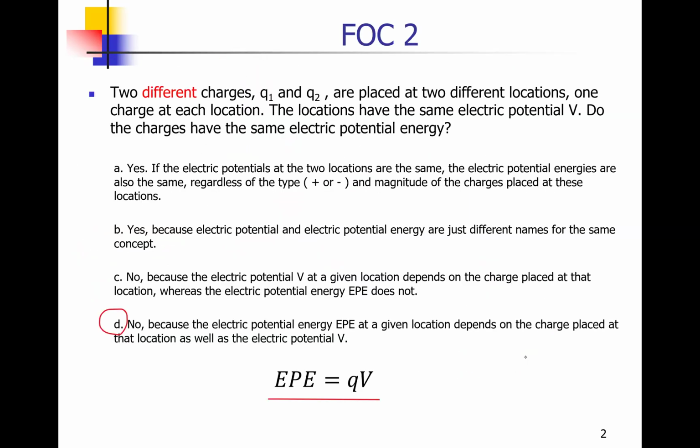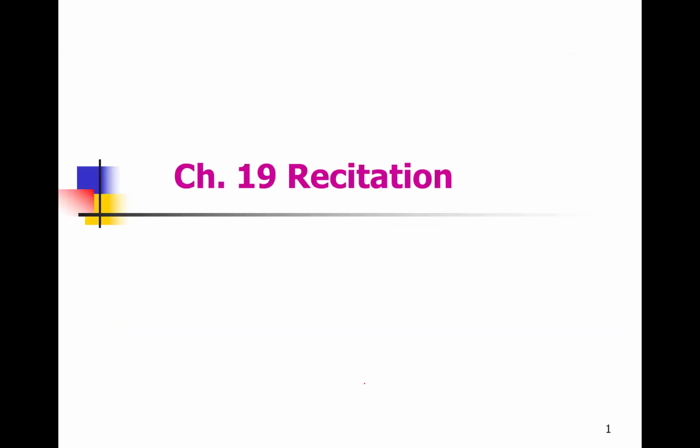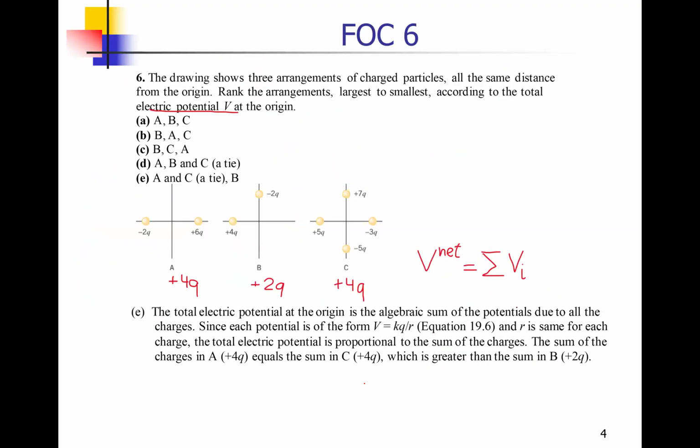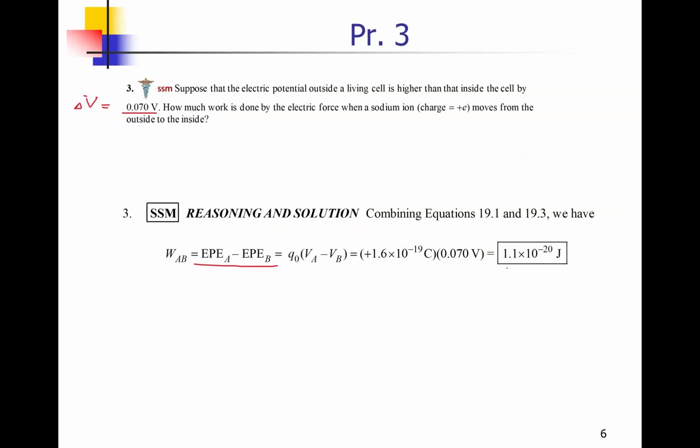So electric potential energy for a given point, EPE, will be equal to QV. If you calculate the change, it's Q times delta V. So this is the concept. And if you want to calculate the net potential, you are going to do a superposition, actually the summation of the potential by each charge.